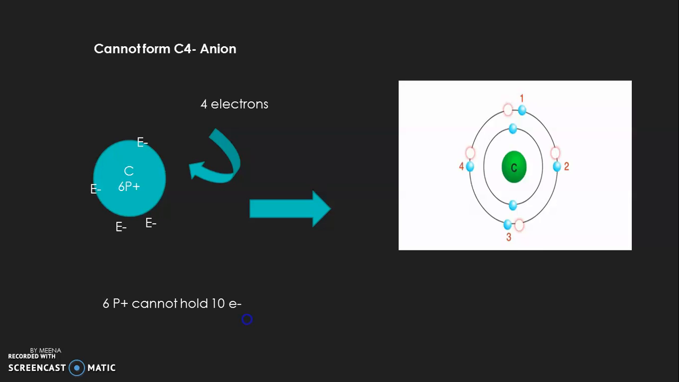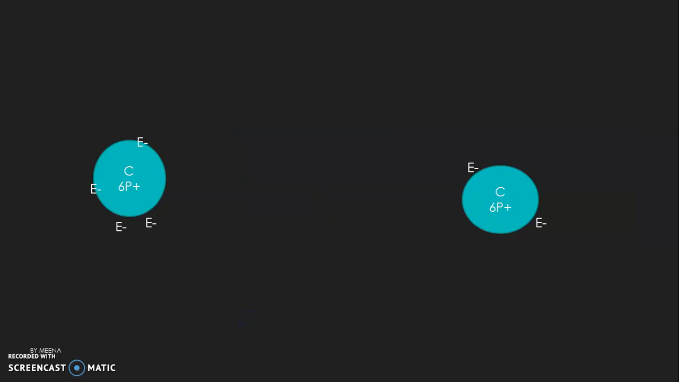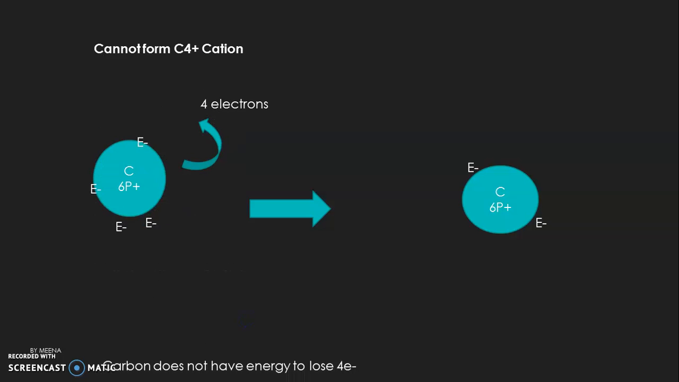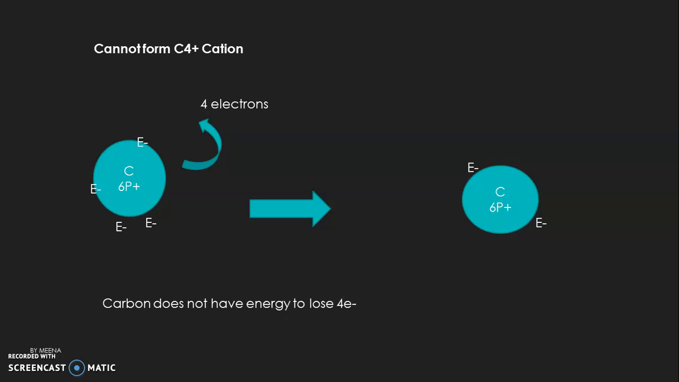Now the other case is if carbon loses these 4 electrons to satisfy the duplet structure. If it loses these 4 electrons and satisfies the duplet structure, the carbon does not have the energy to lose 4 electrons. So the C4 plus cation is also not possible. So what is carbon doing to form so many compounds? Either it should lose or it should gain, but it cannot do both.